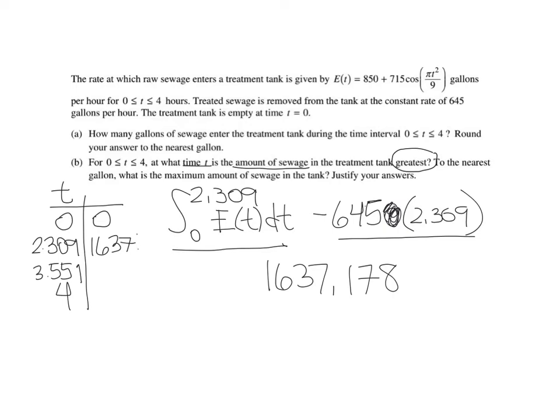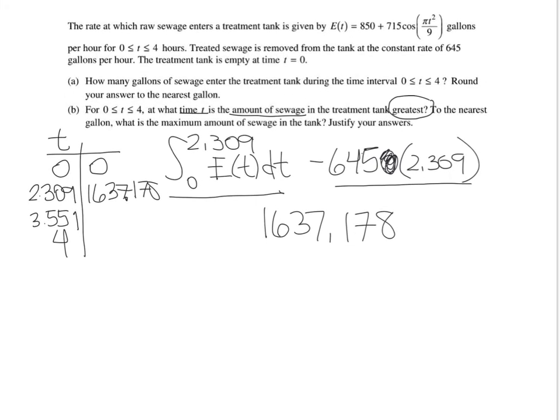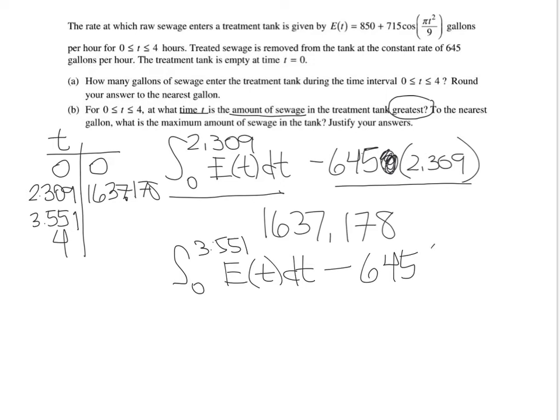Now we have to repeat this process for the other values. Sorry, my decimal. Okay, so now I'm going to do the same process, but I'm going to go 0 to 3.551. Okay, and that would be the amount of the sewage that has entered the tank, subtracting 645 from 3.559, because that is the amount that has left. And so that number is 1228.520.